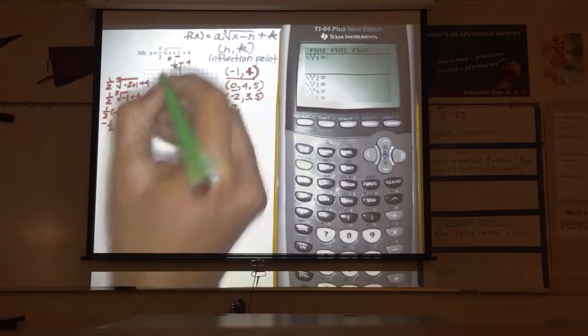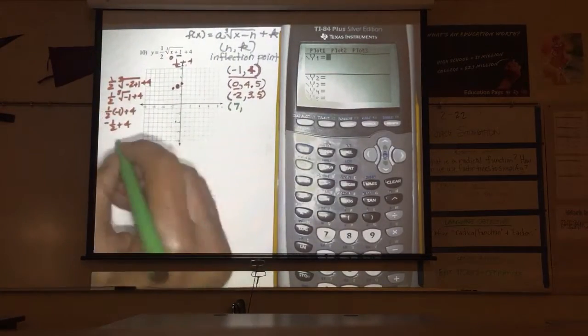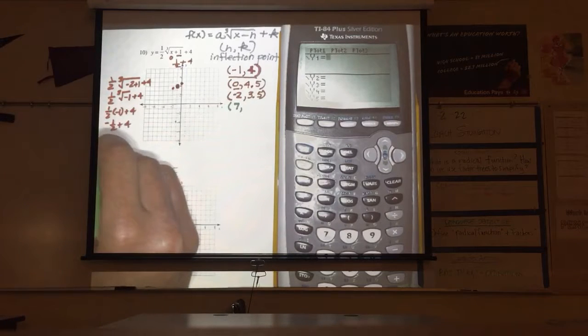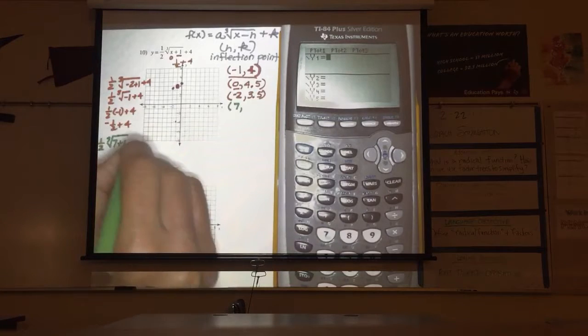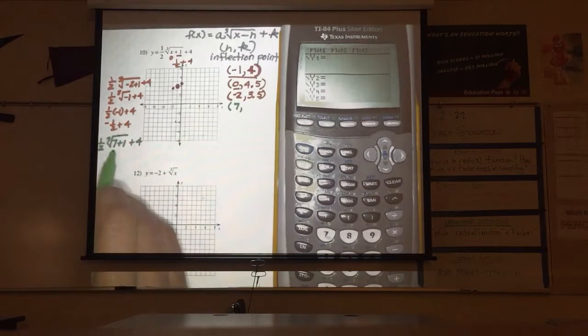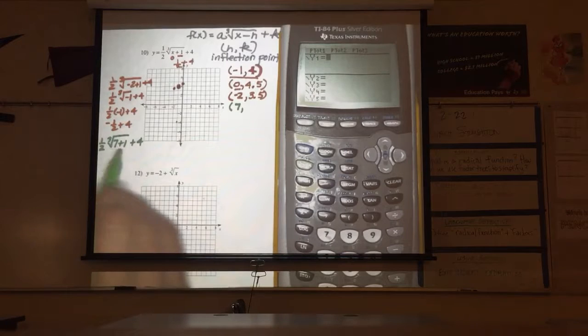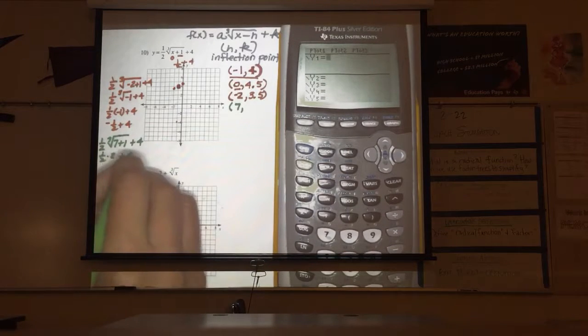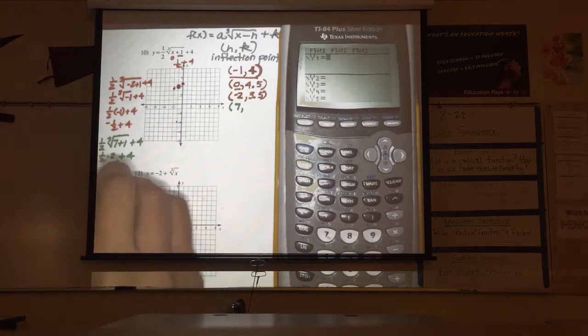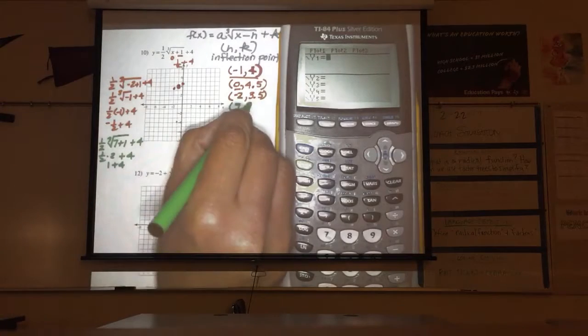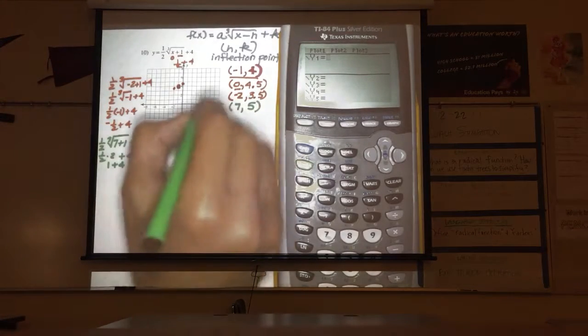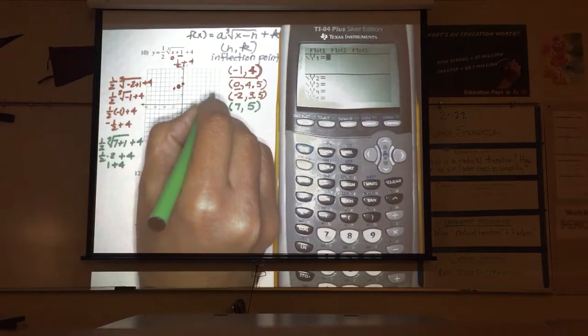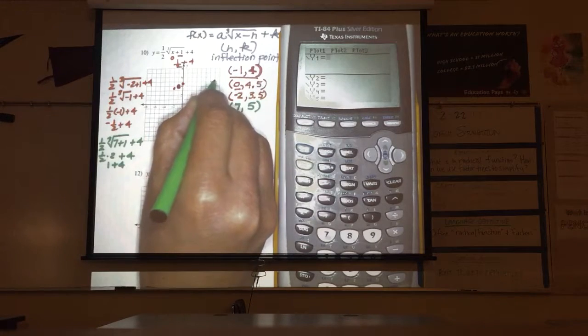Once I choose 7, I can plug the 7 in, and I'll do it over here. I have 1/2 the cube root of 7 plus 1 plus 4. Well, the cube root of 7 plus 1 is the cube root of 8, which is 2. So I have 1/2 times 2 plus 4. Well, 1/2 of 2 is 1, so that's 1 plus 4. So when x is 7, y is 5. So I'm going to go out here to 7, 1, 2, 3, 4, put a point at 5.